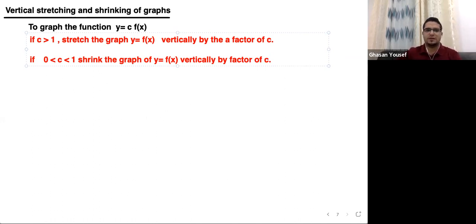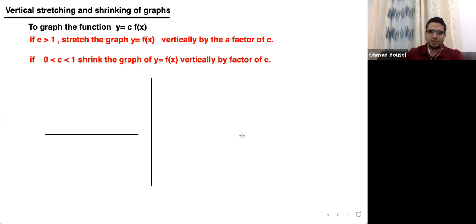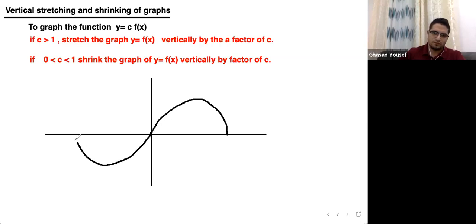Okay, let me do a small graph to show how we can do shrinking and stretching for the function f of x. Suppose my function looks like this. This is the black one here. This is my function, f of x.